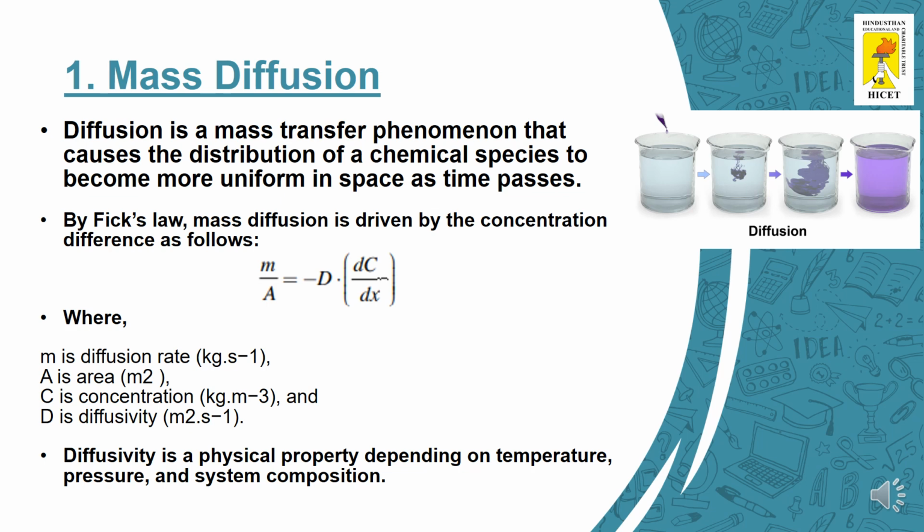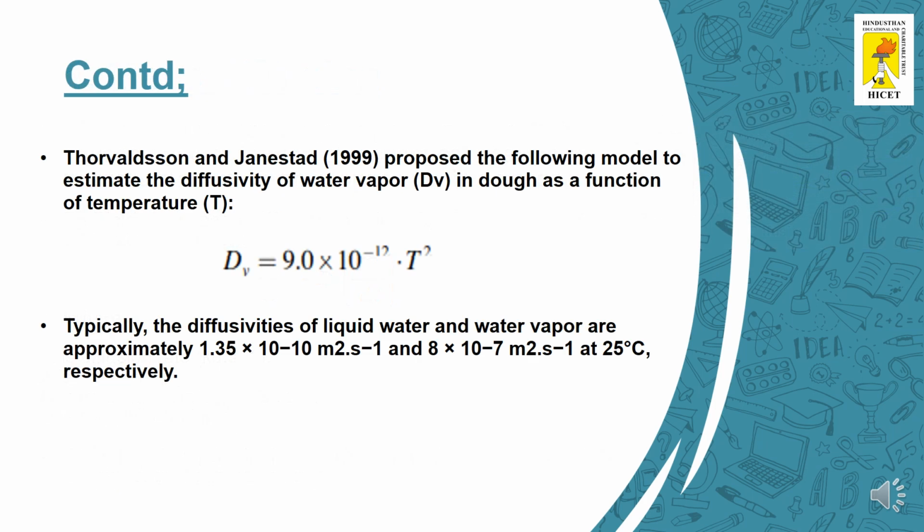Diffusivity is a physical property depending on temperature, pressure and system composition. Thorvaldsson and Janestad 1999 proposed the following model to estimate the diffusivity of water vapor in dough as a function of temperature. Typically, the diffusivities of liquid water and water vapor are approximately 1.35 x 10^-10 m² per second.